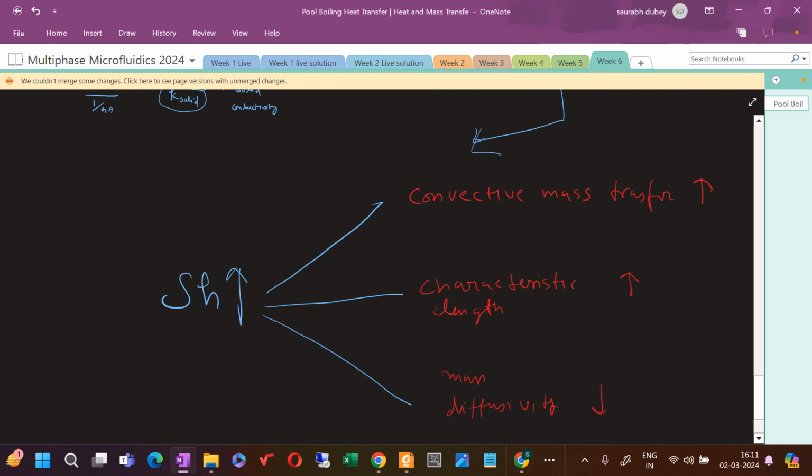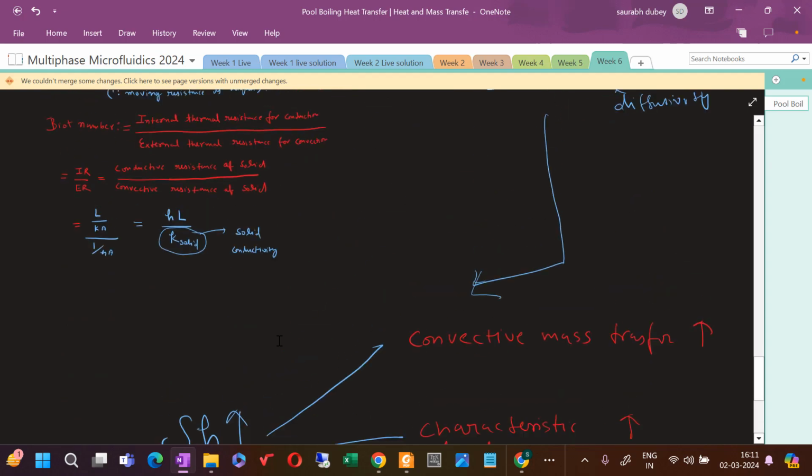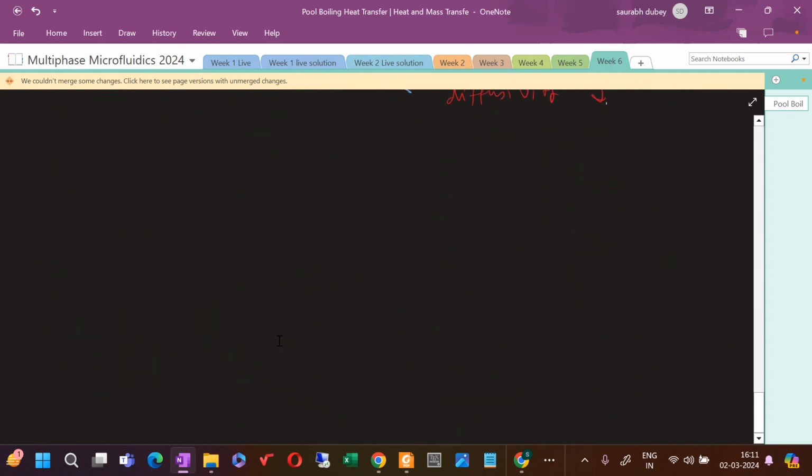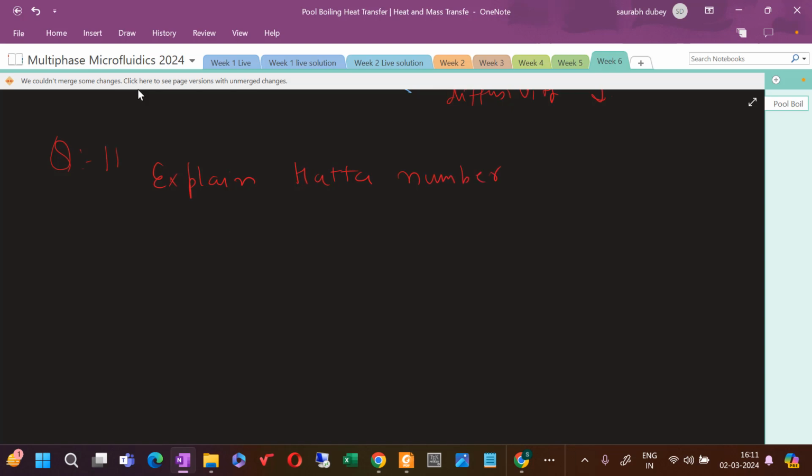Now we will be moving towards another problem, which is Hatta number. So explain Hatta number. I think this is the 10th or 11th question, because Nusselt number, Biot number, Schmidt number were three questions along with that. So this 11th question is: explain Hatta number in detail with its example applications.